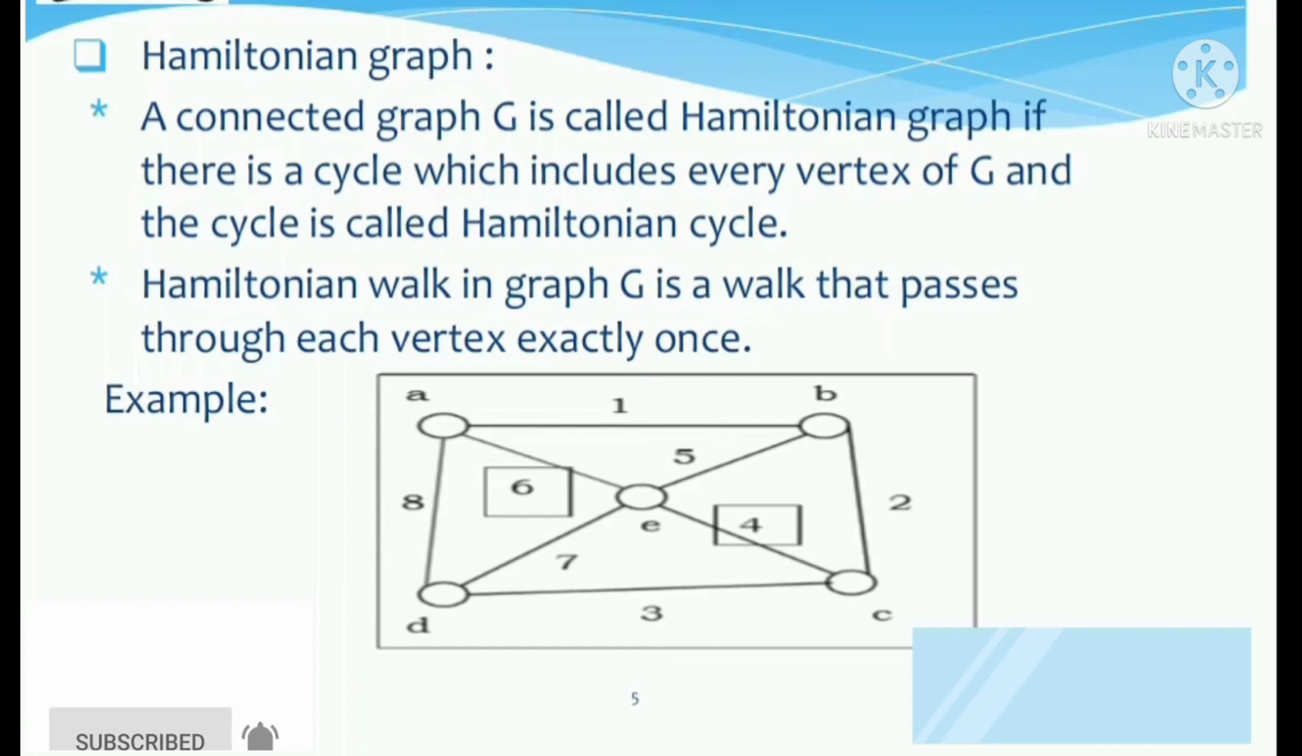This is the important point: through each vertex exactly once. In the Euler path we saw every edge exactly once. In the Hamiltonian path, we visit each vertex exactly once, so the two are different. We can see the example. This is the Hamiltonian graph.